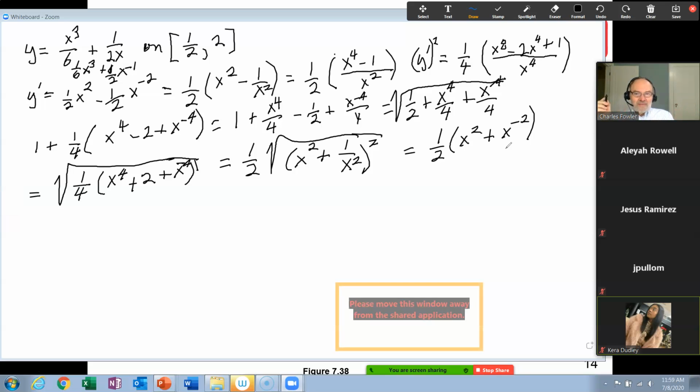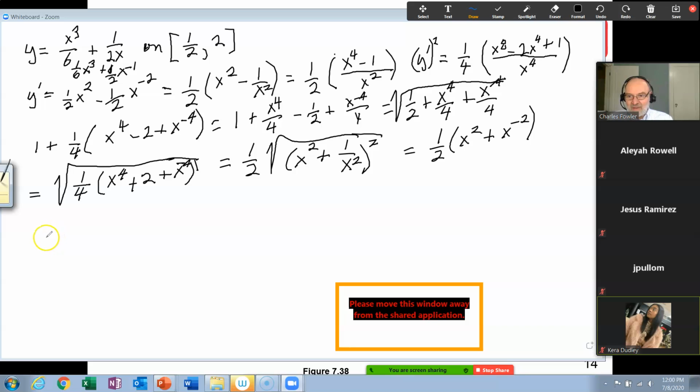Now, I meant to ask this at the very beginning. Doesn't this seem like such a bizarre function to be dealing with? X cubed over 6 plus 1 over 2x? Why would anyone even care about a function like this? Well, the reason is in order to get a function whose first derivative squared with 1 added to it is itself a perfect square, those are hard to come by. This is one that does, and we've just shown it. This is what we're integrating then.